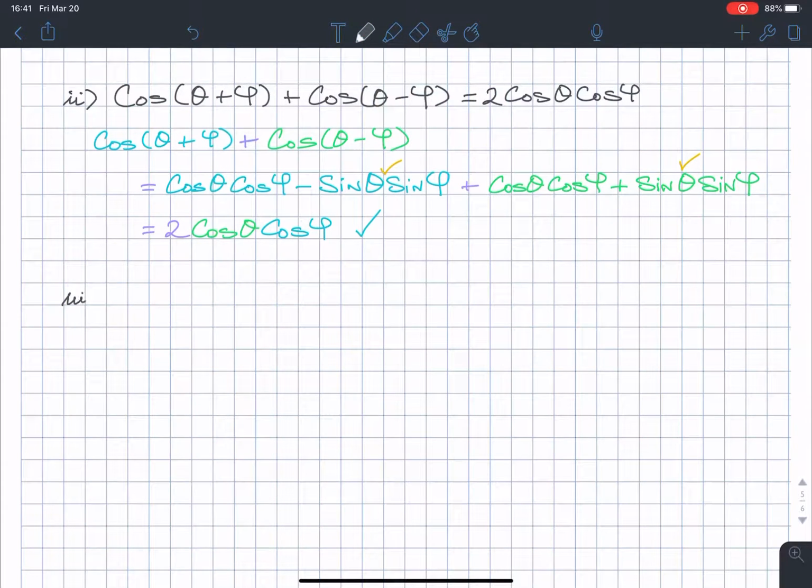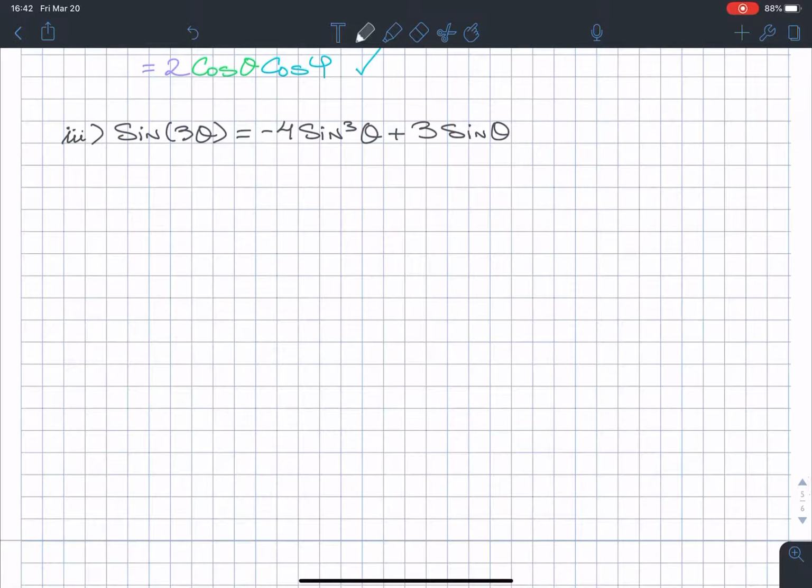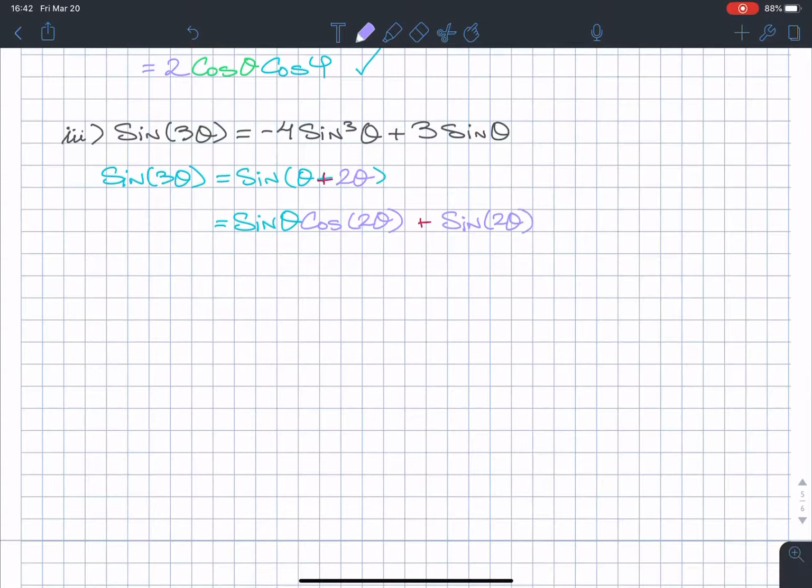So number 3. Let's show that sine of 3 theta is equivalent to minus 4 sine cubed theta plus 3 sine theta. Okay, so I'm going to start on the left-hand side. I claim that sine of 3 theta can be broken down into sine of theta plus 2 theta, because 1 plus 2, of course, is 3. So I know that it'll be sine of the first times cosine of the second plus, because the sign corresponds for sine, sine of the second angle, times cosine of the first.